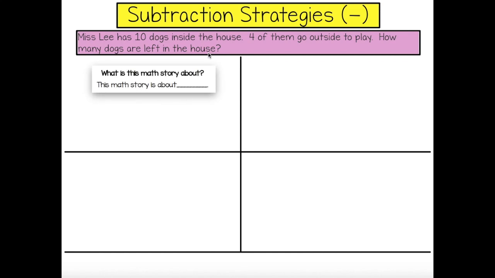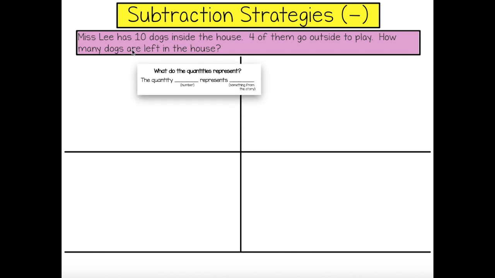Let's think about, what is this math story about? What do you think? That's right. This math story is about how there are some dogs inside Miss Lee's house. 4 of them go outside to play, and we're trying to find out how many dogs are left inside the house.